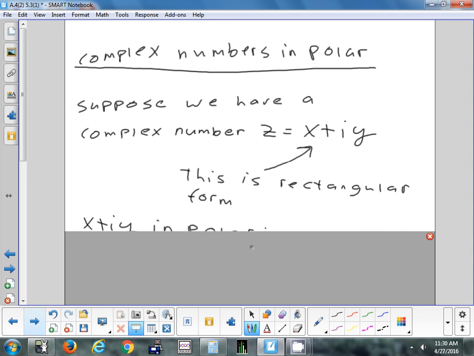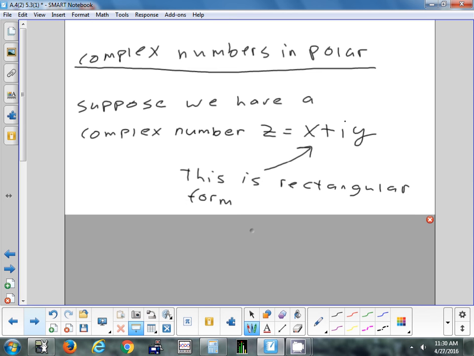That's the rectangular form of a complex number. It's rectangular because x is left and right movement. We just learned that the real axis is left and right, and imaginary is up and down.